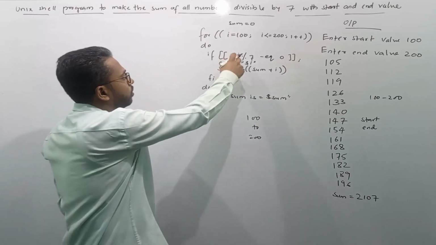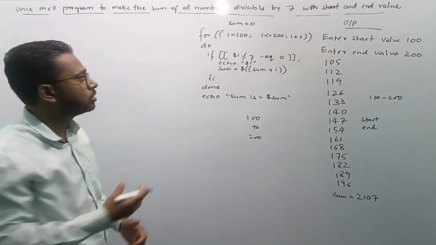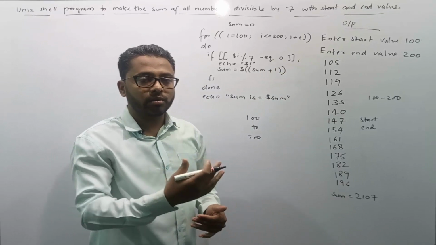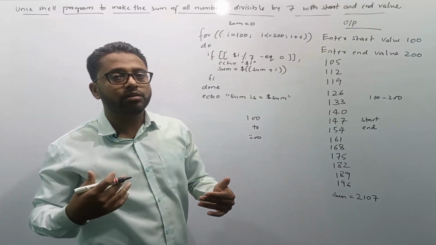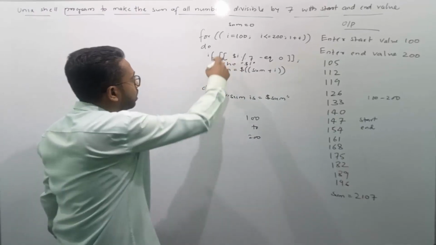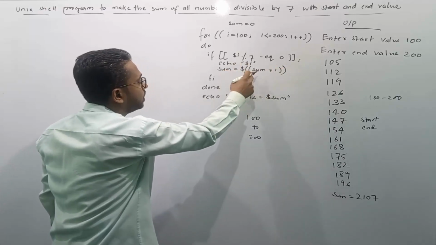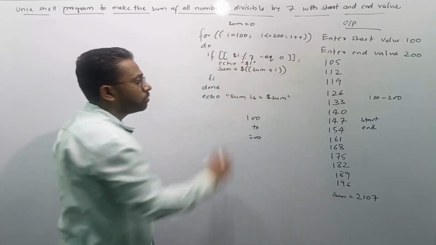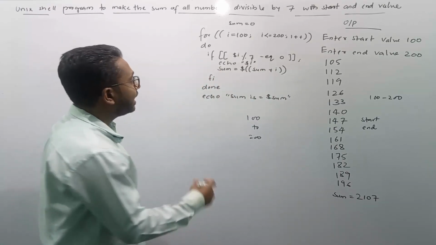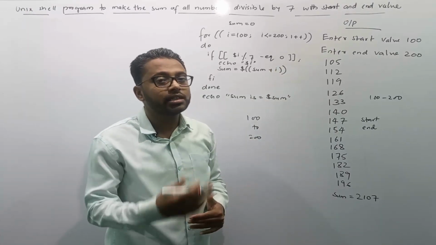Initially when the I value was 100, we find that 100 isn't divisible by 7, so the I value is incremented by 1. Then I becomes 101, then 102, 103, 104, then 105. Then 105 is divisible by 7, so we come inside this if to print the value 105, and we add 105 to the value of sum, 0 plus 105. Now the sum stores the value 105. Next I is incremented by 1 again, 106. 106 isn't divisible by 7.